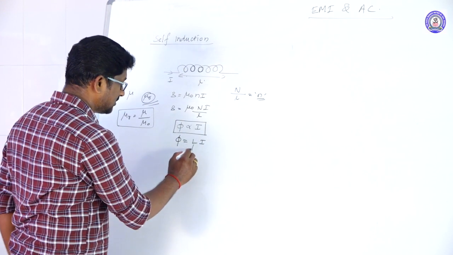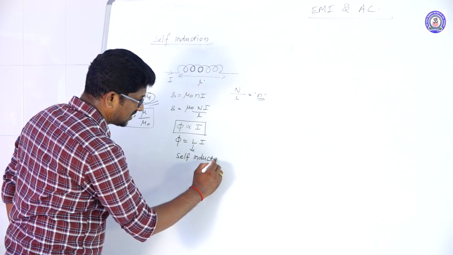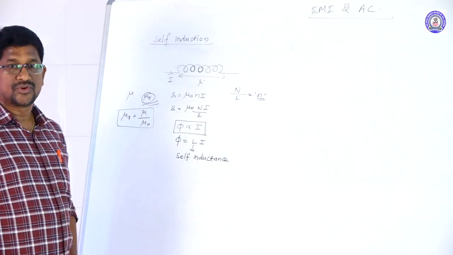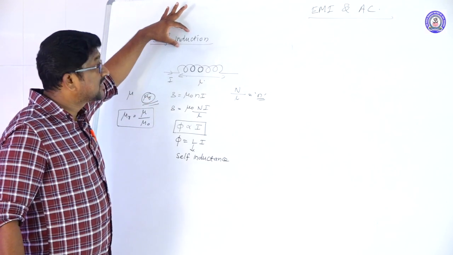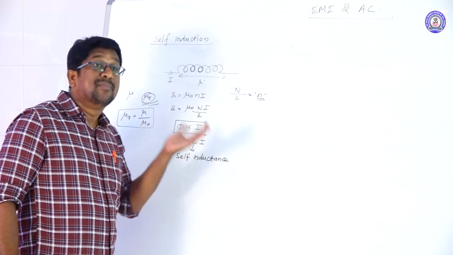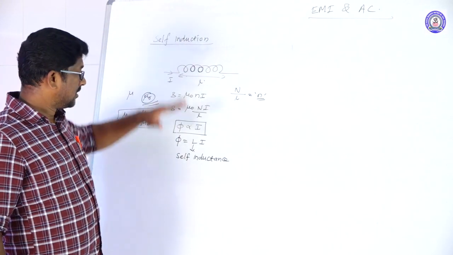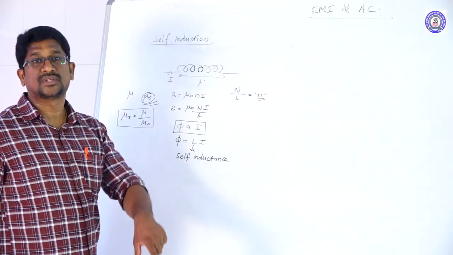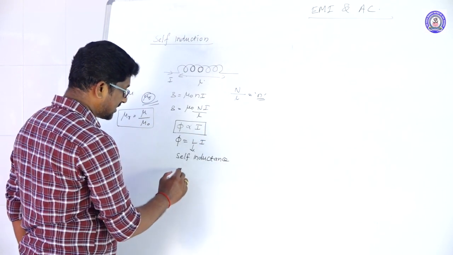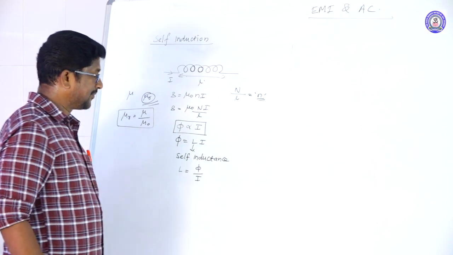Where L is the self-inductance of a coil, or coefficient of self-induction. Self-induction is nothing but a property of a coil, whereas self-inductance is a measure of a coil. It is a measure, but self-induction is a property of a coil. Self-inductance is also called the coefficient of self-induction. Right. So the coefficient of self-induction is given by L is equal to Φ divided by I.